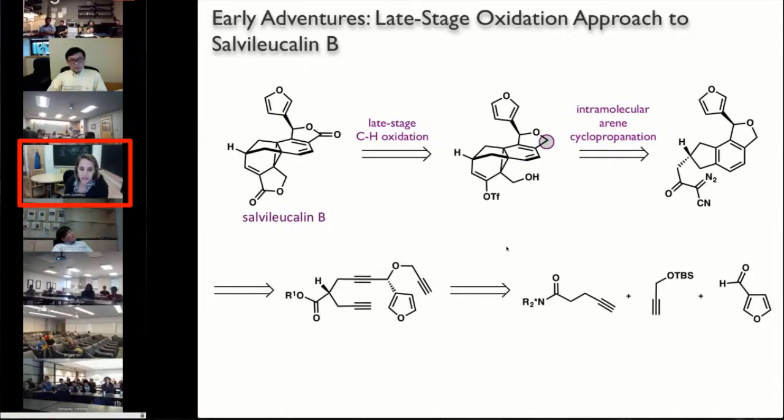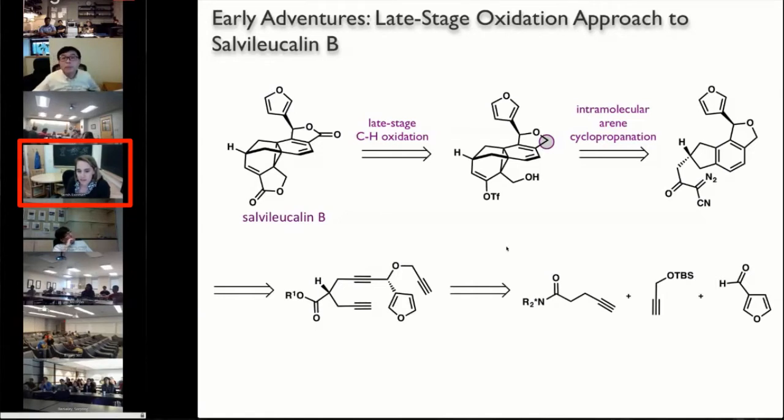Ultimately, we decided that we're going to incorporate what we call the northern lactone of Salvileucalin B through a late-stage CH oxidation, and I'll come back to that. That takes us back to this molecule in the center here, this enol triflate. We thought we might gain access to that type of structure through an intramolecular arene cyclopropanation reaction of the corresponding alpha-diazo beta-ketonitrile. And that structure, in turn, could arise from a cycloisomerization reaction of the corresponding triyne.